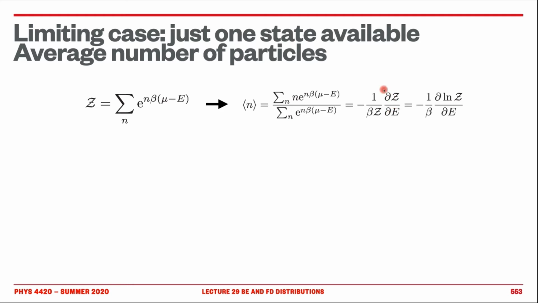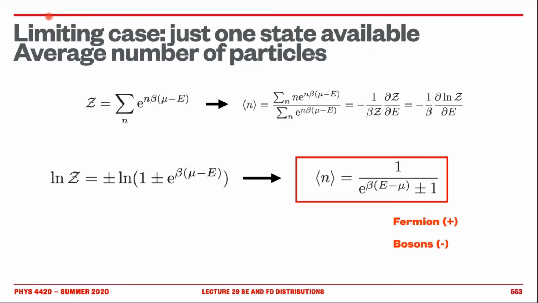And here, this is the usual manipulation that we use with partition functions and grand partition functions. We end up with a derivative of the logarithm. And so we can use the logarithm of z that we had from the previous slide, calculate its derivative, and get the average occupation number of the single state that we have. And then we get this result, the average occupation number for the single state, with the plus sign for fermions and the minus sign for bosons. Very good. So this is for a single state.